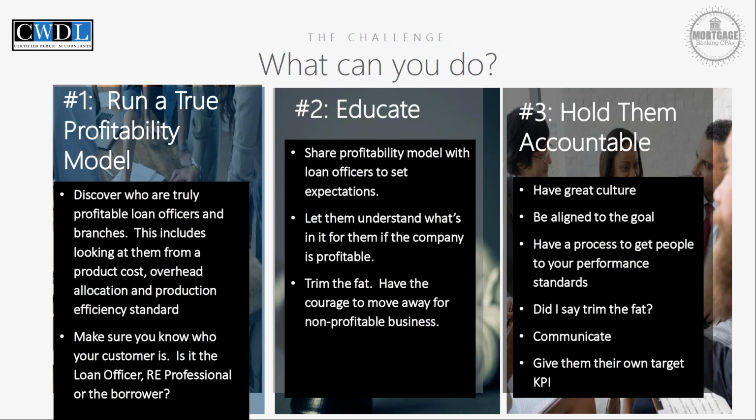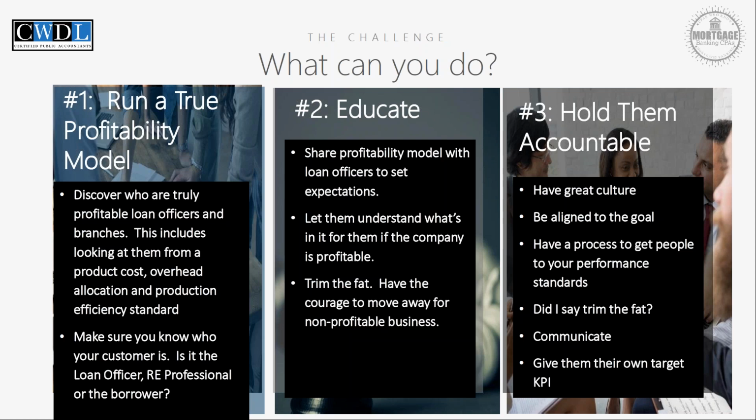So I know I said this before, but did I say trim the fat? Get rid of the ones that are dragging you down. Communicate, help them understand, keep them informed of where they're at, and then also give them their target KPI. What is the number they need to hit to be able to have all the things they want to have to be able to do their business.